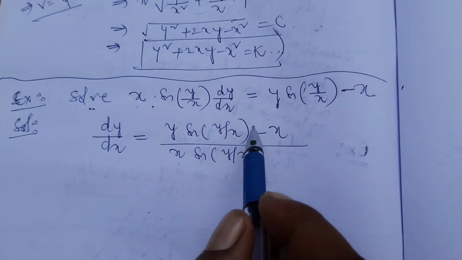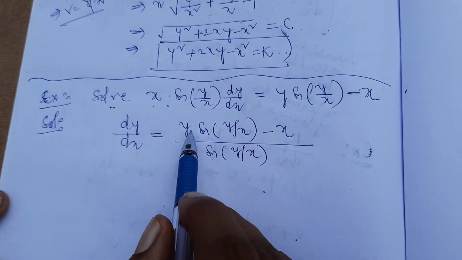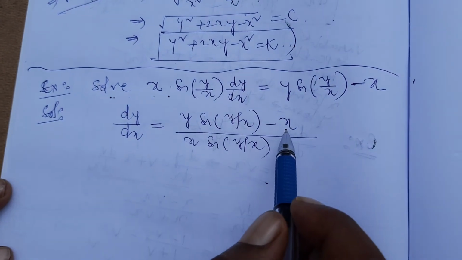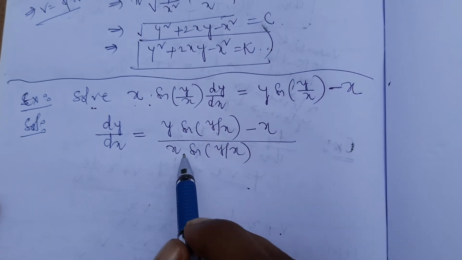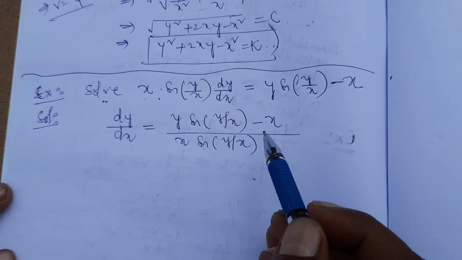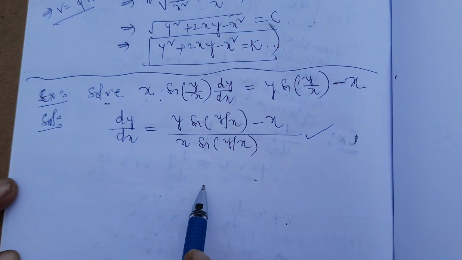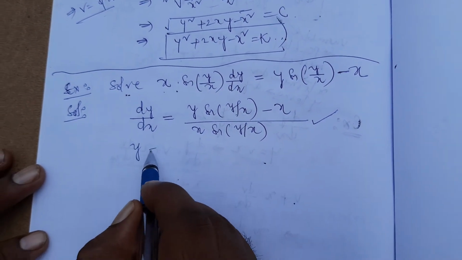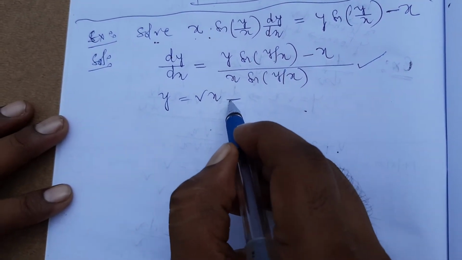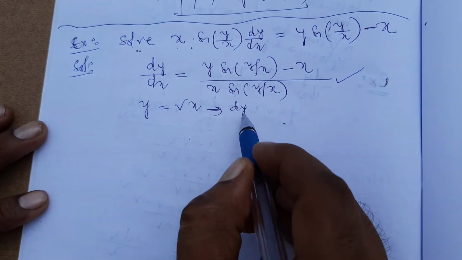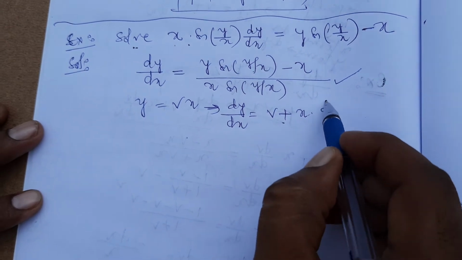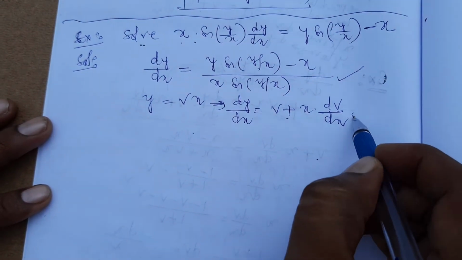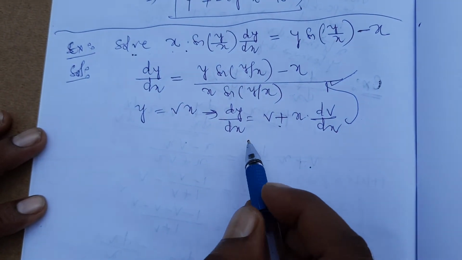Now here what is the numerator degree? 1. Since if you replace y with ky and x with kx, then you will get k power 1 into this function, here also k power 1 into this function. So this is the homogeneous differential equation. Now what is the substitution immediately? y is equal to vx. If I take y is equal to vx, what is the value? dy by dx equal to v plus x into dv by dx. Now replace all the values in the differential equation.